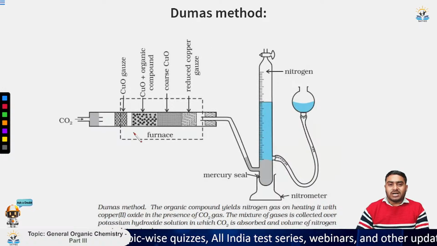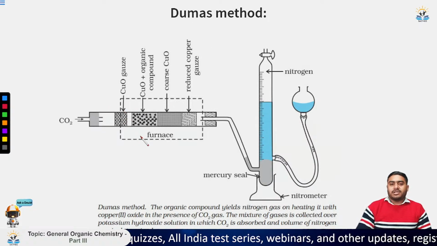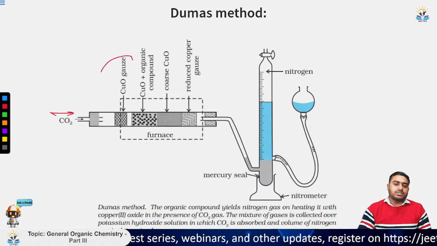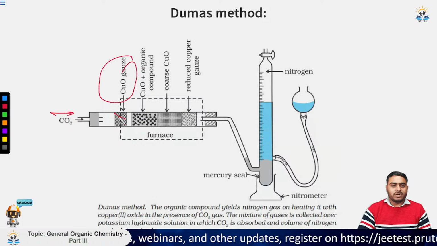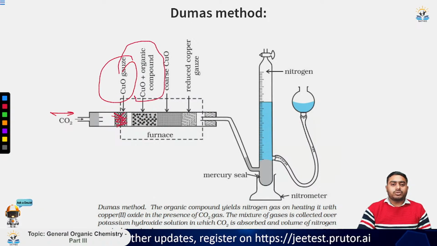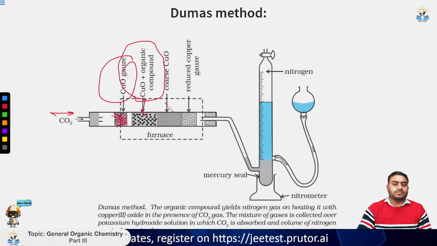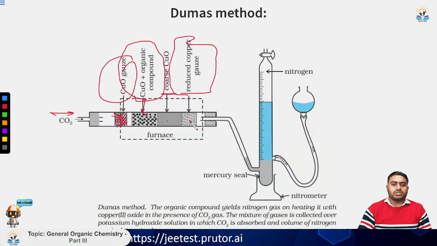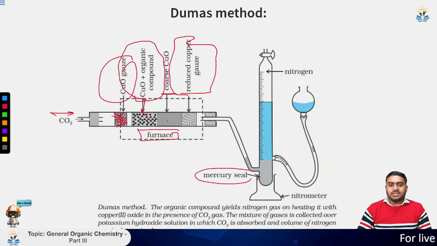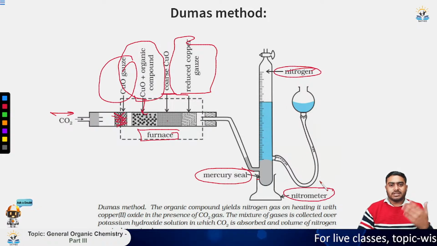You can see the Dumas method. Dumas method and Kjeldahl method, two methods are there. You can see CO2 entering from here. This is the copper oxide gauze, this wired gauze. Then you can see copper oxide plus organic compound. Then this is the reduced copper gauze, and this is the furnace. All these things are under the furnace. There is a tube and a mercury seal, and nitrogen is collected here in the nitrometer, which can measure the nitrogen.